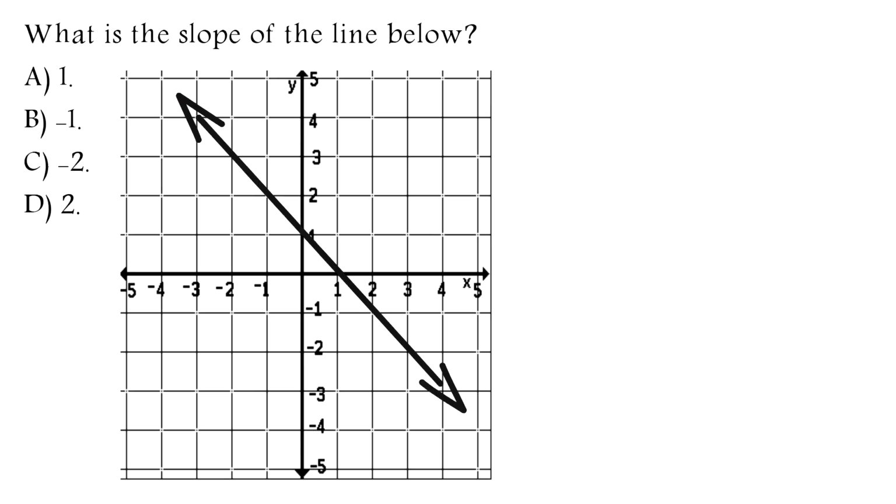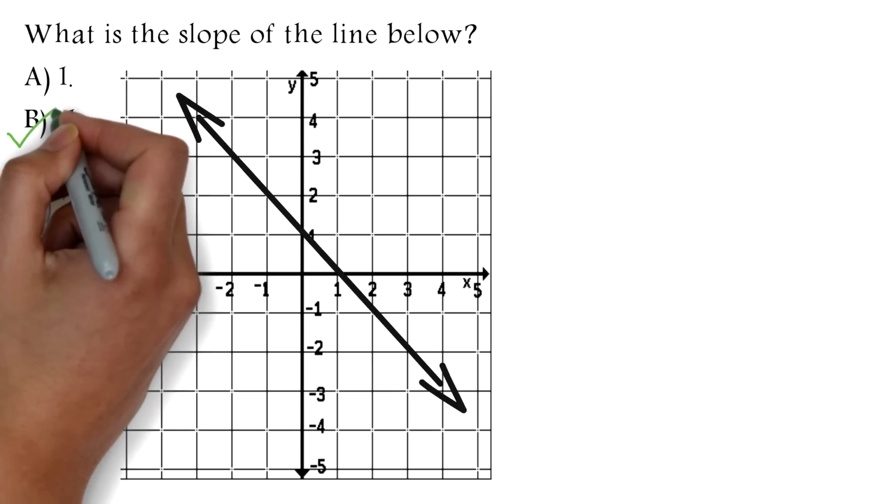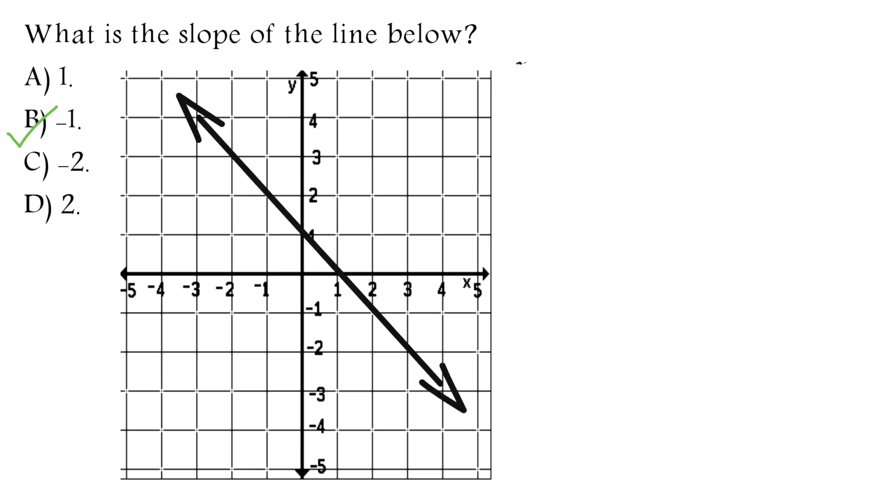What is the slope of the line below? A. 1. B. -1. C. -2. D. 2. The correct answer is B, -1. The slope of a line is the change in y over the change in x.